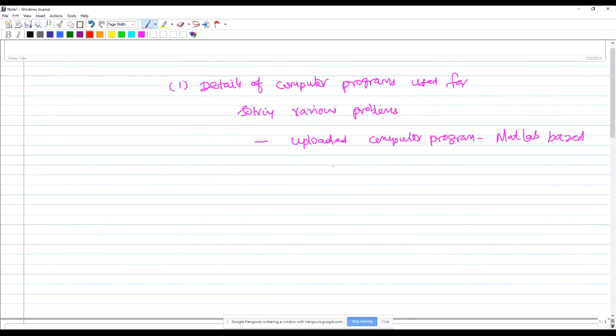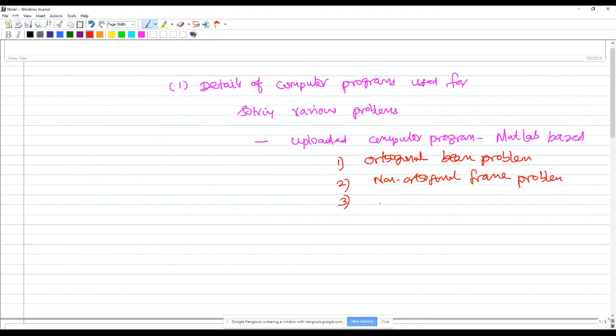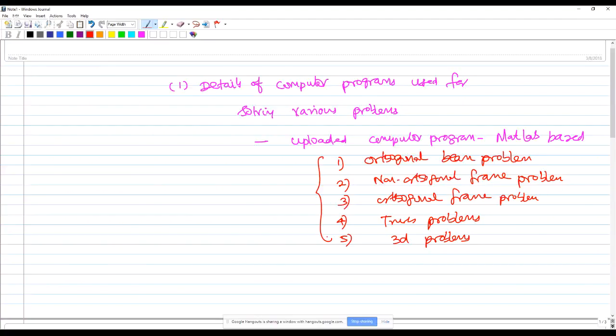For example, for solving an orthogonal beam problem, for solving non-orthogonal frame problem, for solving orthogonal frame problem, for solving truss problems, and also the computer code for solving 3D problems. Please look into the discussion forum for details.